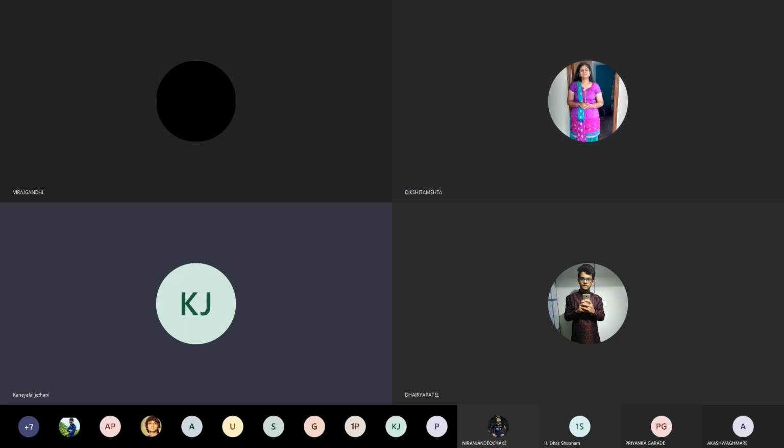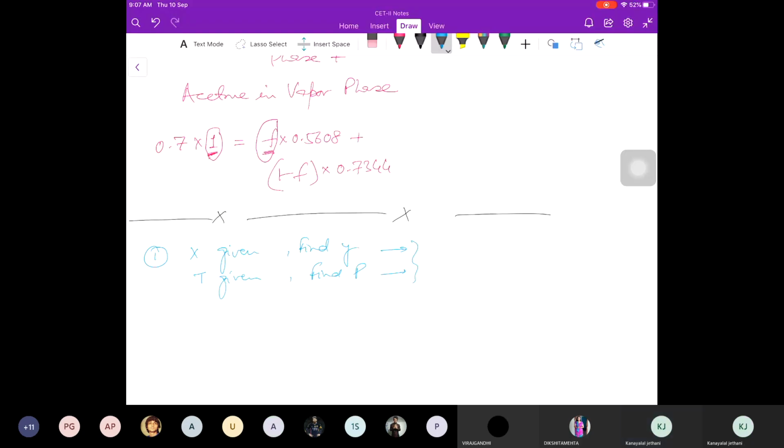X is given and temperature is given. We have to find pressure and Y. What kind of calculation is this? Dew point. Dew point. किसने बोला ये?